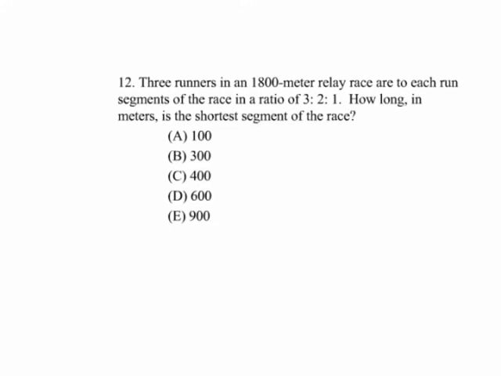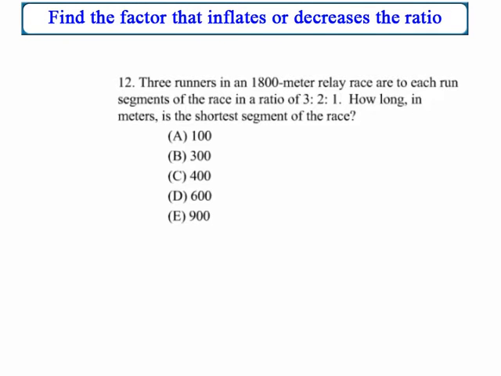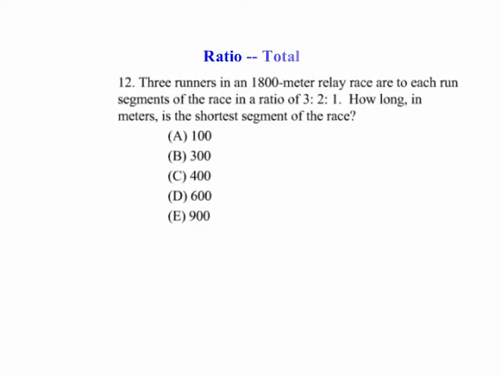This is a very common type of ratio problem on the test. They say that you've got 3 runners in an 1800-meter race, and they race in segments of 3 to 2 to 1. How long in meters is the shortest segment? Well, what you do is you say, I want to find the factor that inflates or decreases this ratio. When they give you a ratio and the total, that's always what you're going to be looking for in the SAT. You got to find that factor.